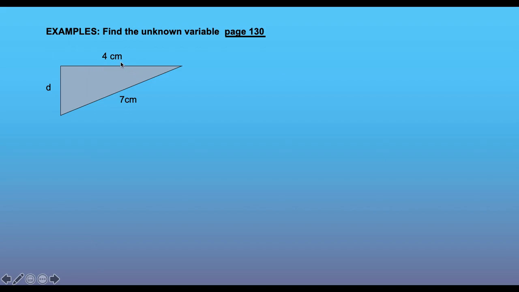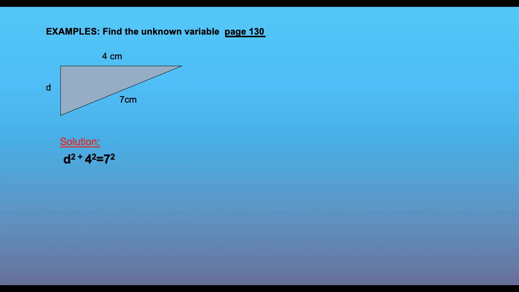According to the question, this is a right angle triangle. One of the sides is 4, the other side is labeled D, and the hypotenuse, which is the longest side, is labeled 7 cm. The question says find the unknown variable. D is the unknown variable. We will solve it now.